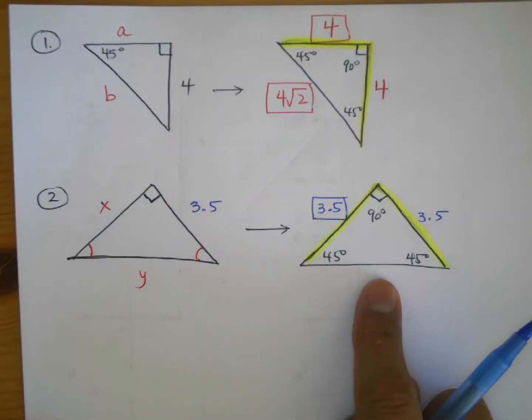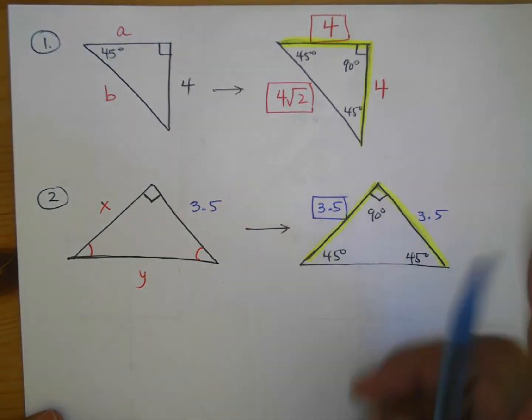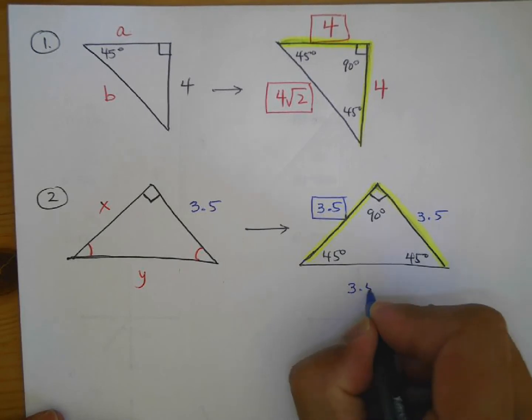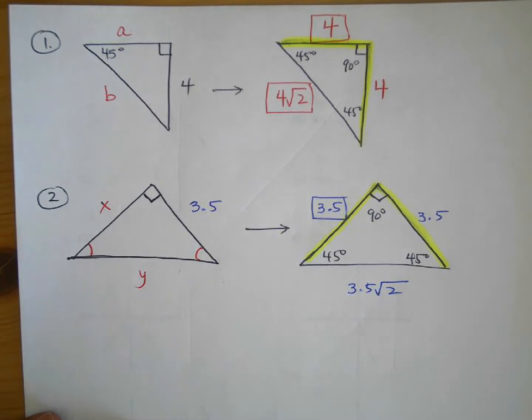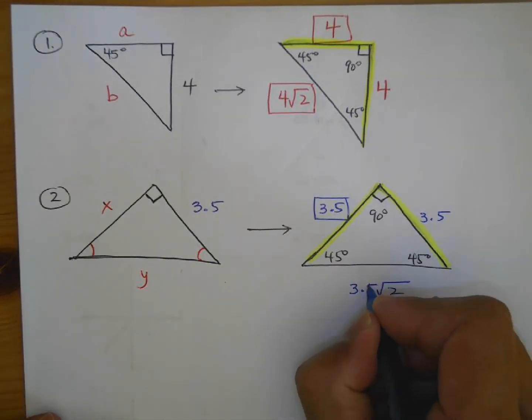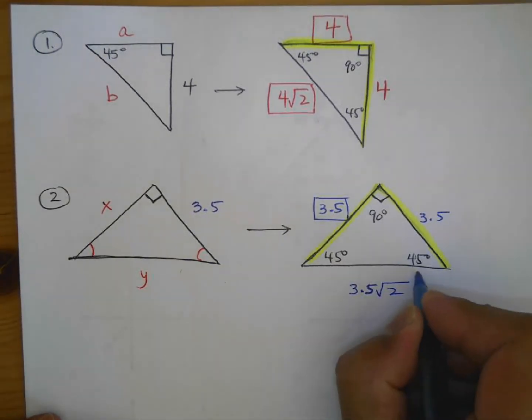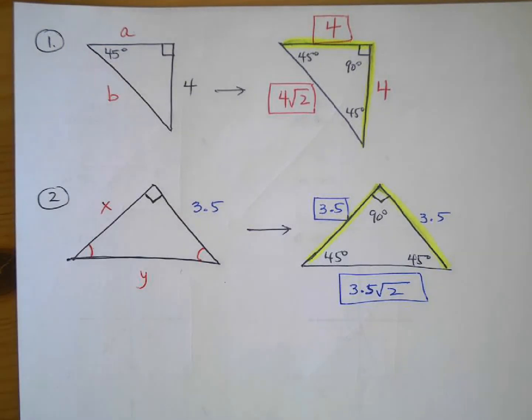And what would your hypotenuse be? It's the measure of the legs. In this case, it's 3.5 times what? Times root 2. So just write it like that, 3.5 root 2. That's it.